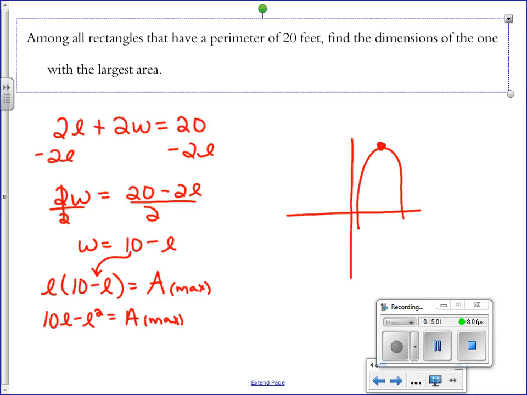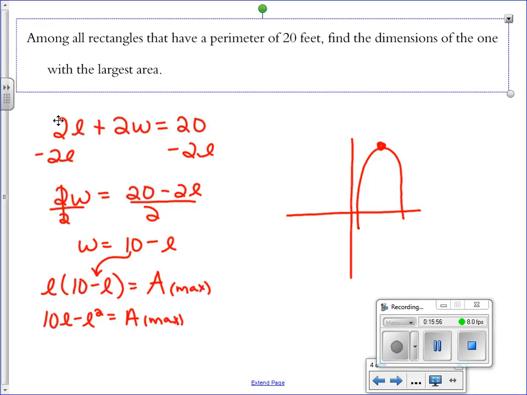So, easiest way to solve this one, get your calculator out. I'm going to show you a wonderful trick on your calculator. Go to y equals, and then y1, put in 10x minus x squared. And x is right there next to the alpha button. Now, hit graph. You have your upside down parabola there.